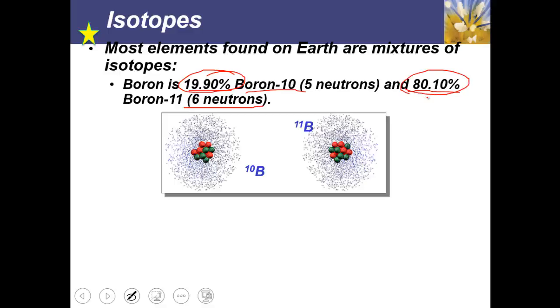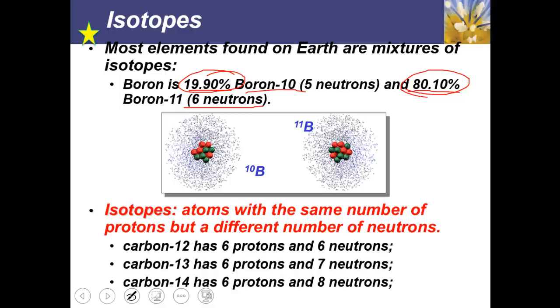And you will not know these numbers. You have to be given these percent abundances. Again, isotopes are atoms with the same number of protons, but they only differ by mass. And that's because they have a different number of neutrons.